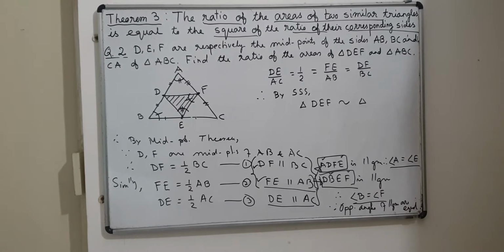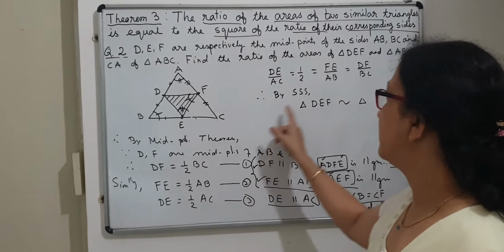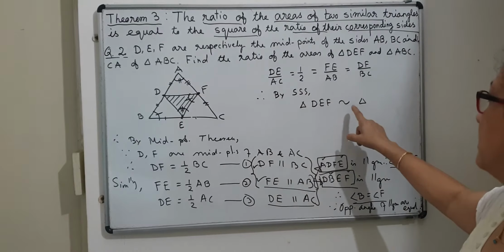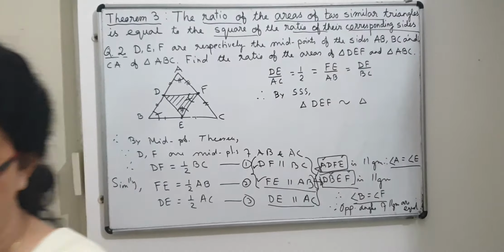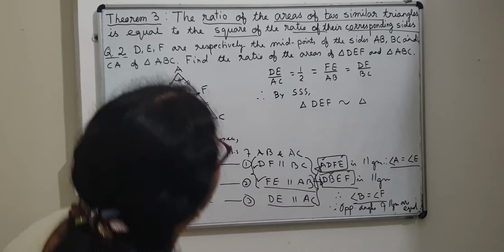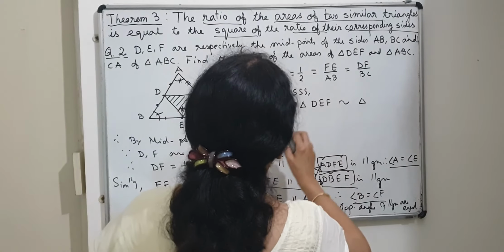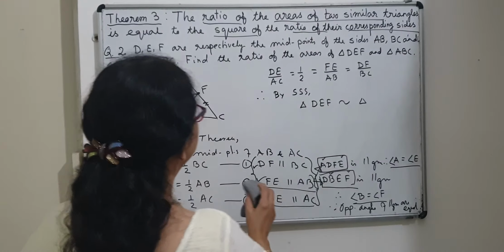So I can use AA also, because from SSS it is difficult to write the vertices in proper order. I can use AA now. It is better to use AA. So this is okay, fine.